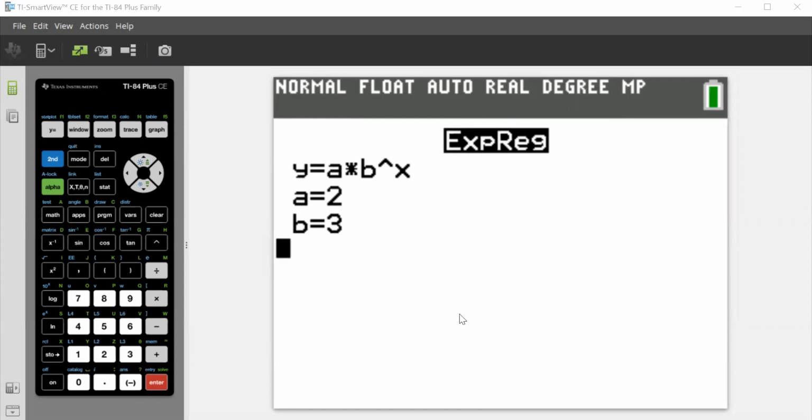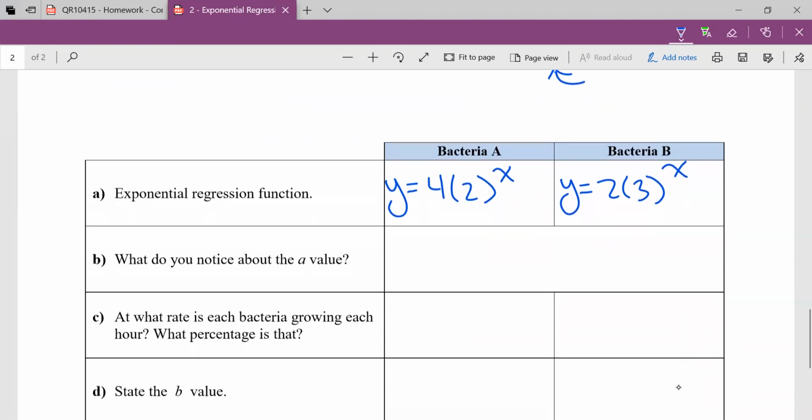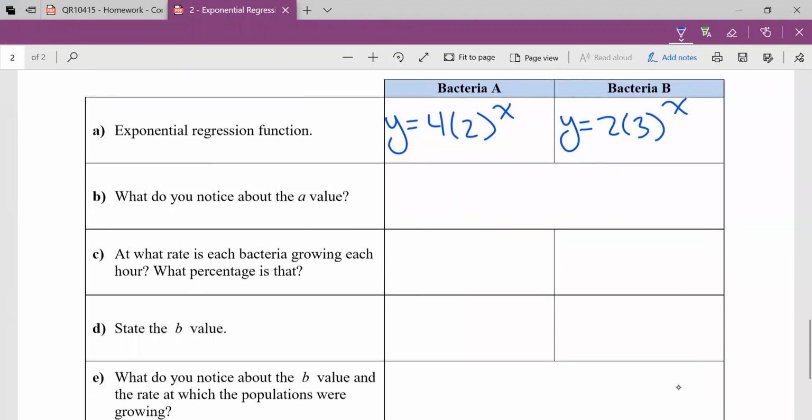Again, I know I said it on the last example, but it's really, really important that you write that y equals, or else you won't get full marks. There it is. We now have the regression equations. Cool, the calculator did it for us. Let's answer some basic questions here.